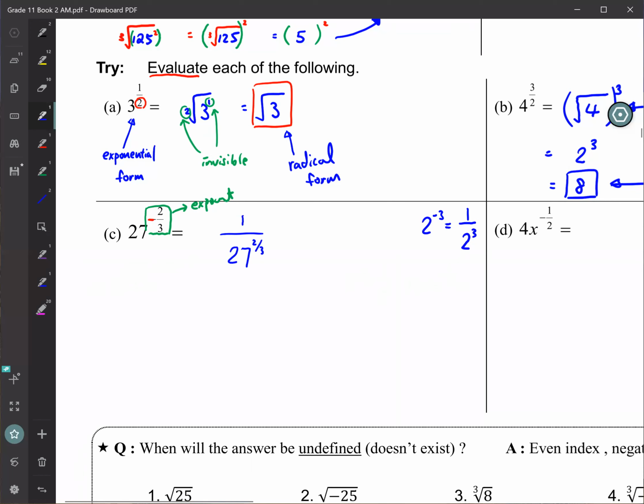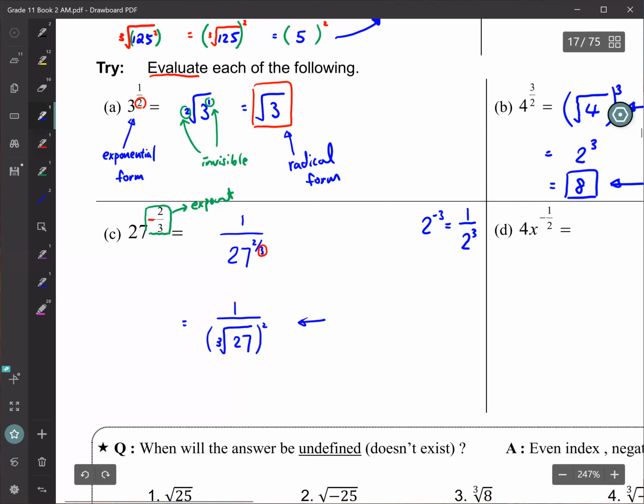So this first step is just using up the negative exponent, okay? And then you apply the denominator to become the index. So 1 over cube root, and then 27, you can put a square outside. We'll deal with the square later. Okay, so this is called radical form. If they say, please leave in radical form, you stop here. But since the question says evaluate, you've got to continue more.